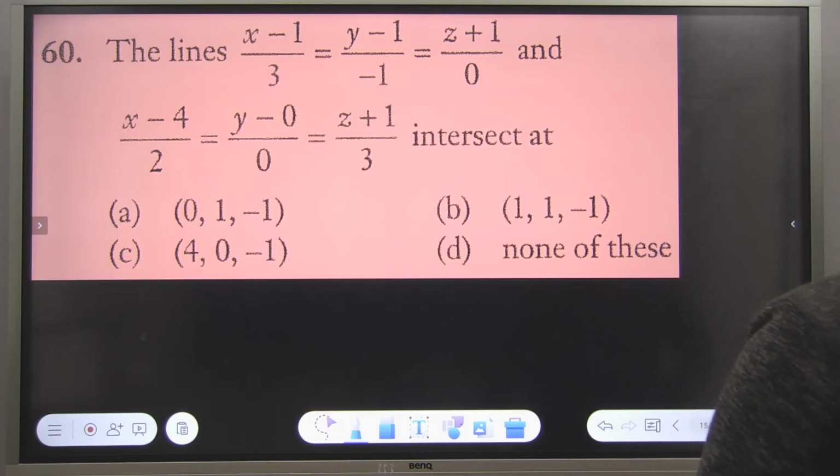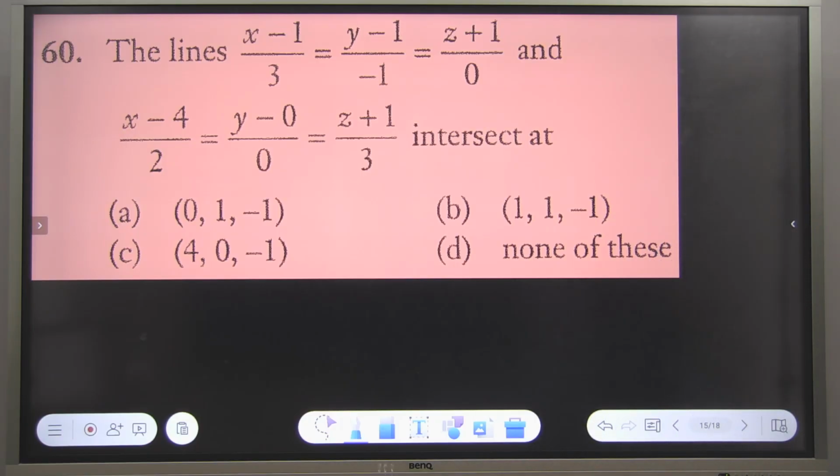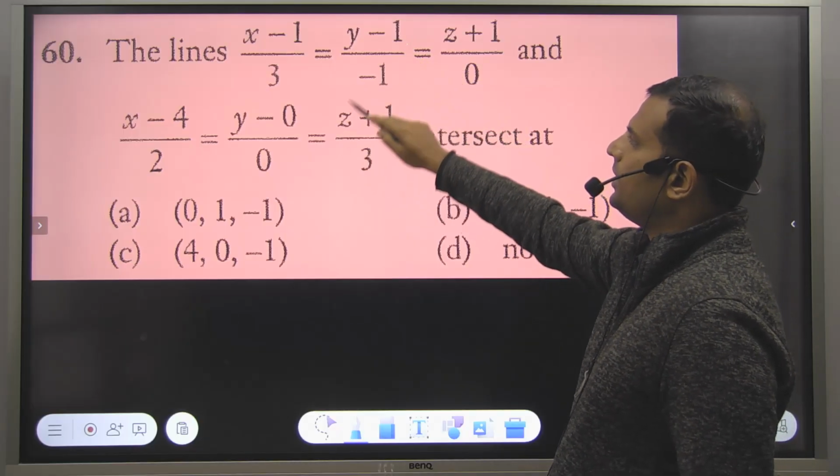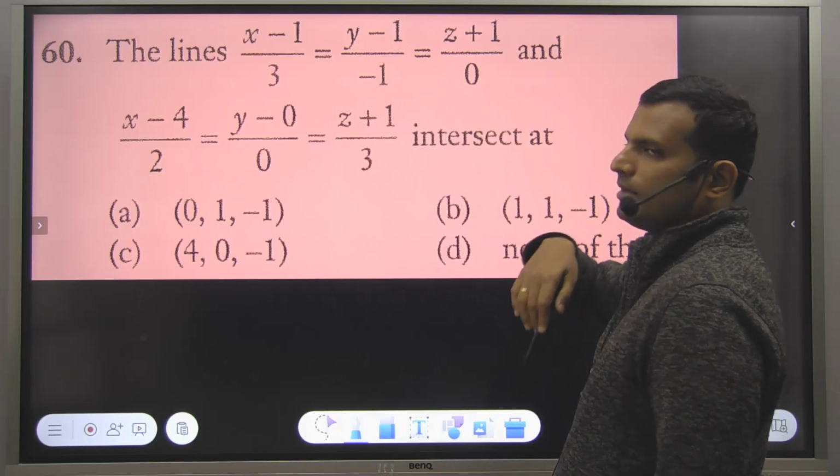Somebody read it quickly. Quickly read it. They are asking where these two lines are intersecting.